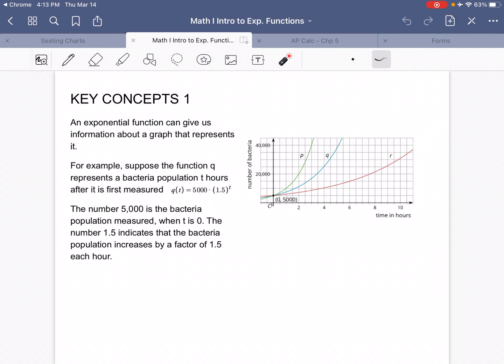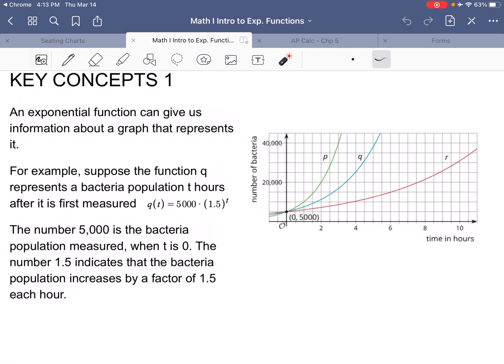This is from lesson 10, possible equation. So an exponential function can give us information about a graph that represents it. For example, suppose the function Q represents a bacteria population t hours after it's first measured. Q of t equals 5,000 times 1.5 to the t.